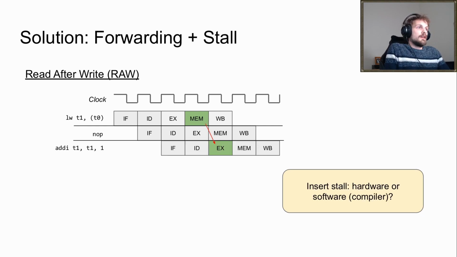Well, this could be stalled. Now we're inserting a pipeline bubble or stall, whatever you want to call it. We're executing a NOP instruction in between. We're doing nothing in between, and we are waiting. We're making this instruction take 1 cycle longer. This is of course not ideal for performance.